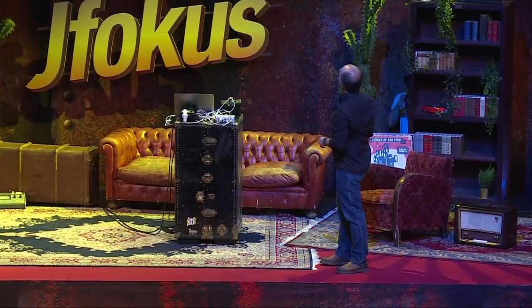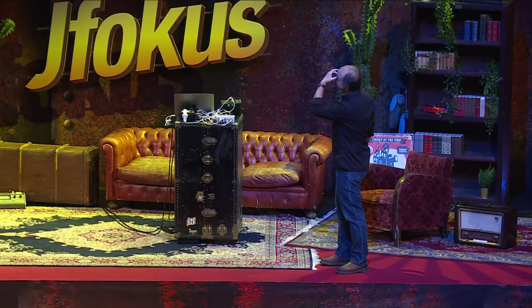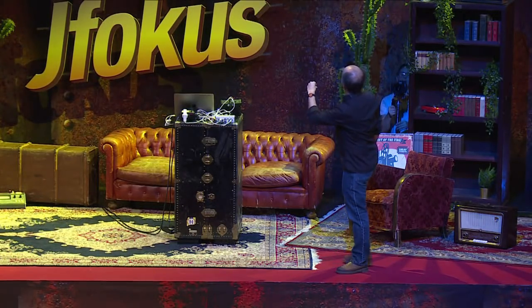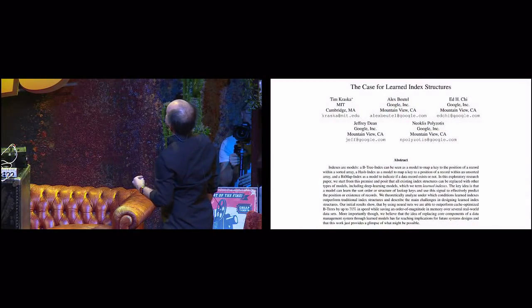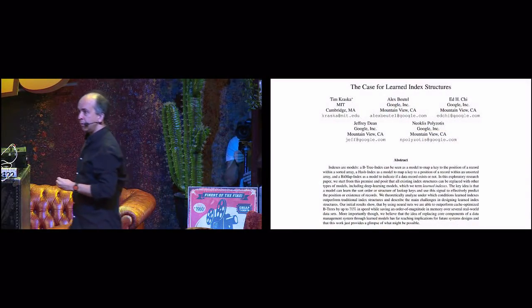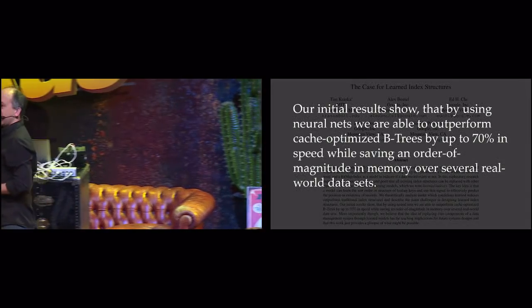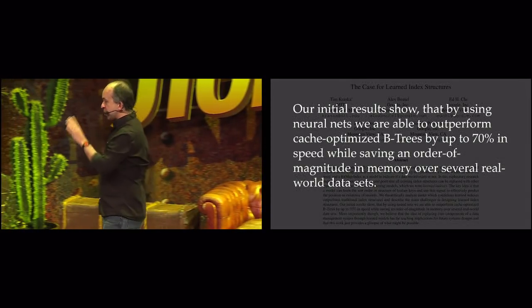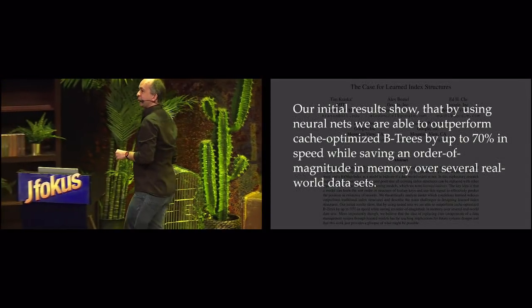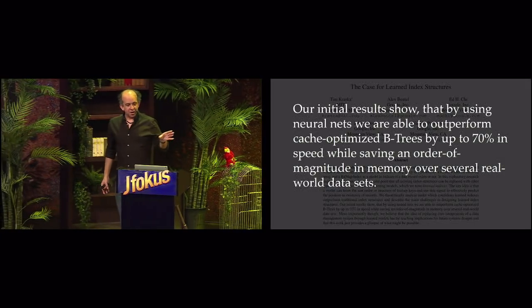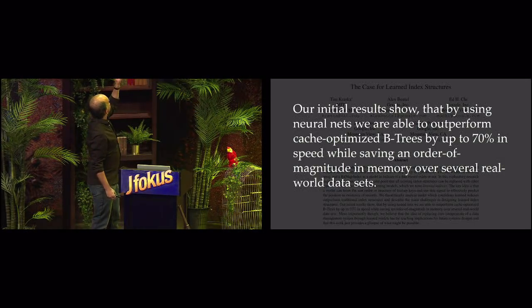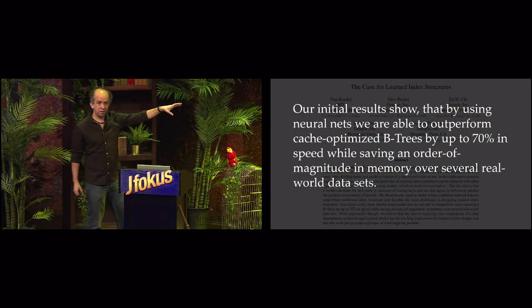Interesting paper. It's not yet been published formally, but it's still in preprint. The case for learned index structures. This is last year. Learned index structures, machine learned index, all that data structures and algorithm stuff looks completely different now if you look at it like this. Our initial results show that by using neural nets, we are able to outperform cache-optimized B-trees by up to 70% in speed, while saving an order of magnitude in memory over several real-world data sets.